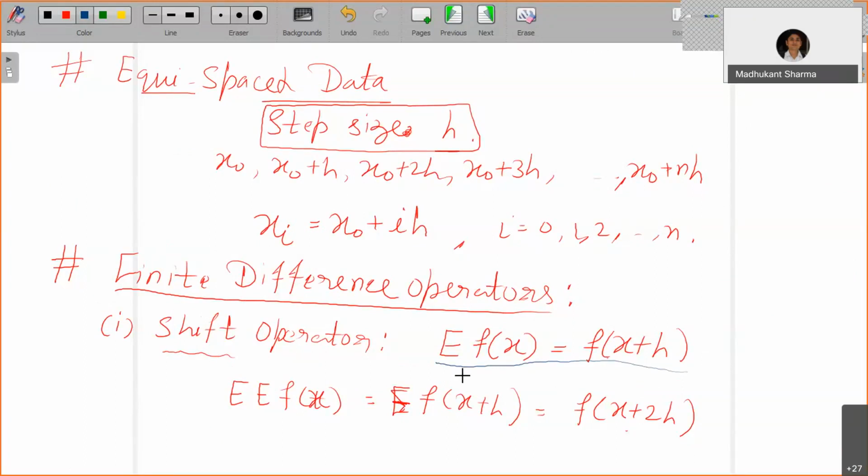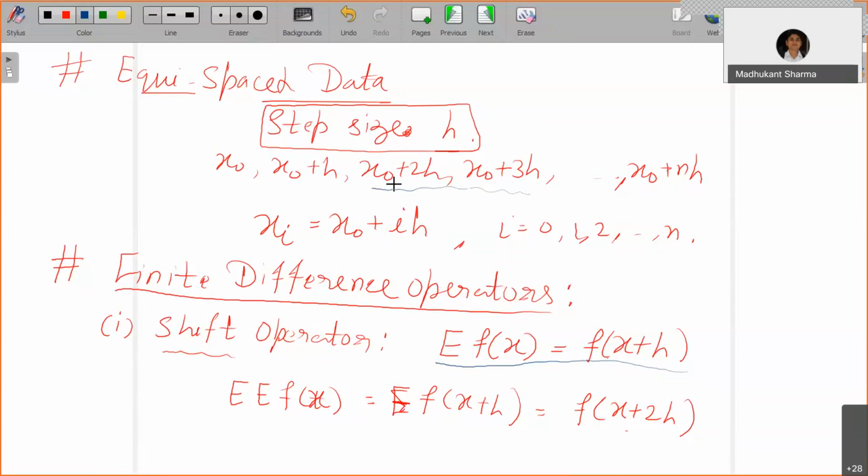We have already pre-assumed that we are going to work with equispaced data. That means x0, then x1 is x0 plus h, and then x2 is two steps ahead, x0 plus 2h. The length between any two points remains the same. That is, x0 plus 2h and x0 plus 3h are a distance h apart. So we are working with equispaced data.